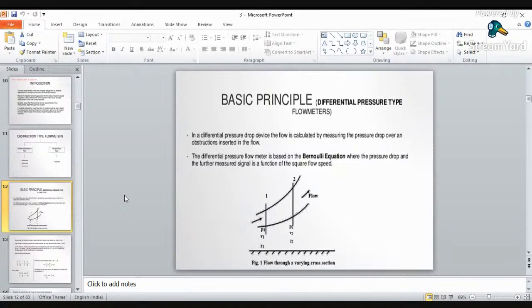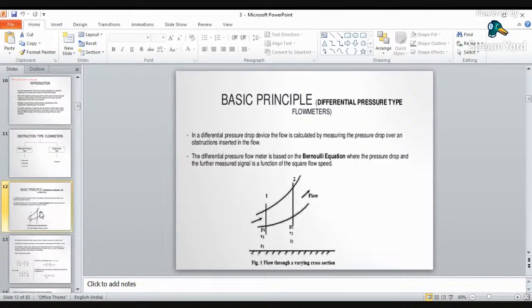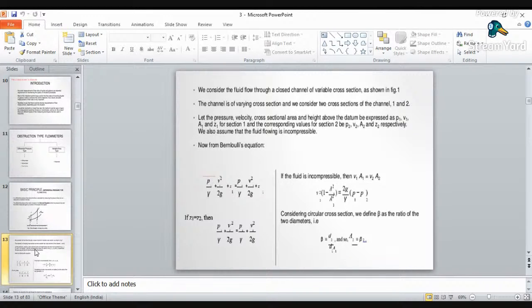I have taken a section with a varying cross section. Your first cross section is section 1, the second cross section of flow is at section 2. When we apply Bernoulli's theorem over these two points, we get P1 by rho g plus V1 square by 2g plus Z1 equals P2 by rho g plus V2 square by 2g plus Z2. Here your section is horizontal, that is, the datum is the same for both sections. So your equation will be reduced to P1 by rho g plus V1 square by 2g equals P2 by rho g plus V2 square by 2g.